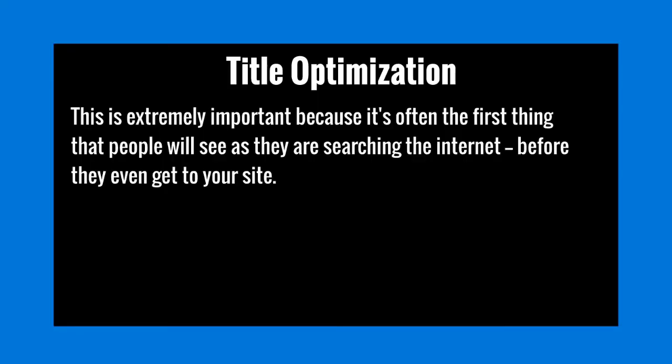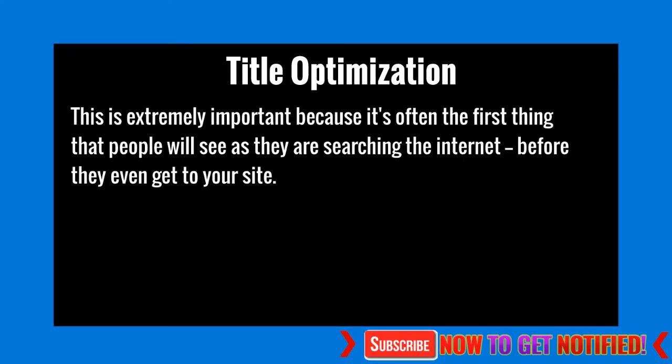So this is extremely important because it's often the first thing that people will see as they are searching the internet. So if you imagine you go to google.com and you type in a keyword, whatever that is, you're going to see the titles and then you're going to see the descriptions of each and every single website, or with YouTube, you're going to see the titles, the descriptions, and of course the image. So based on the media in general, they're all going to have titles. So having the right titles is important.